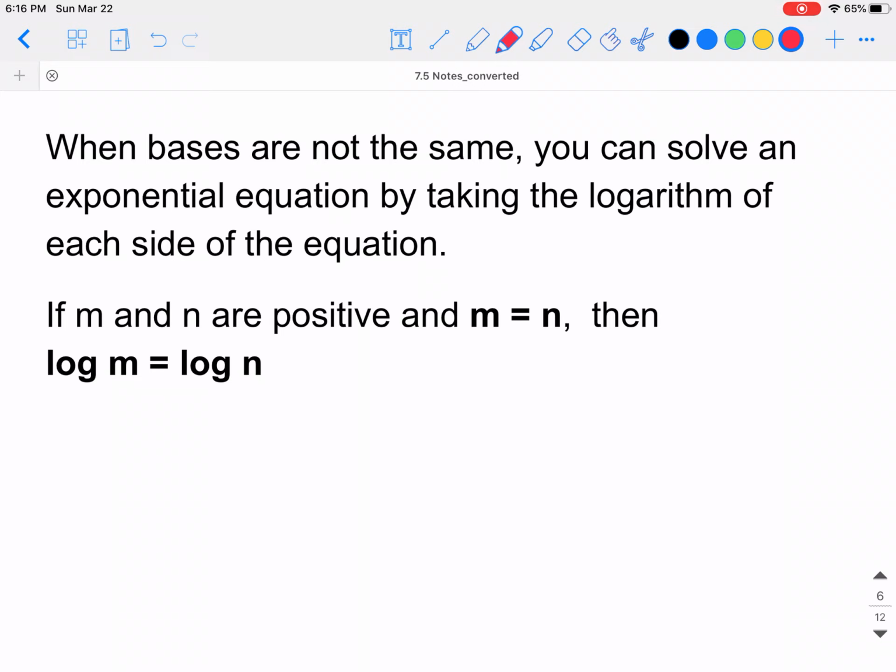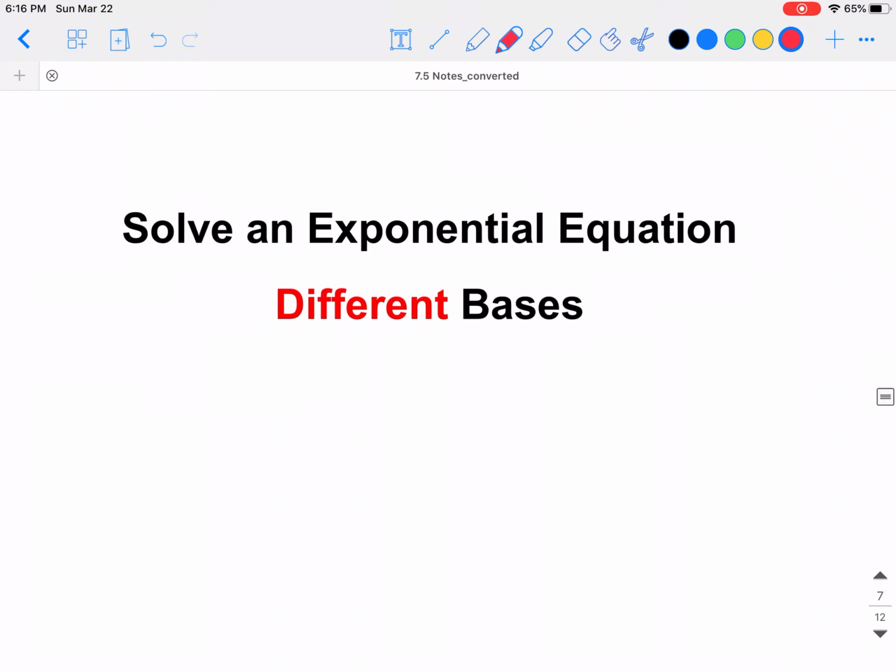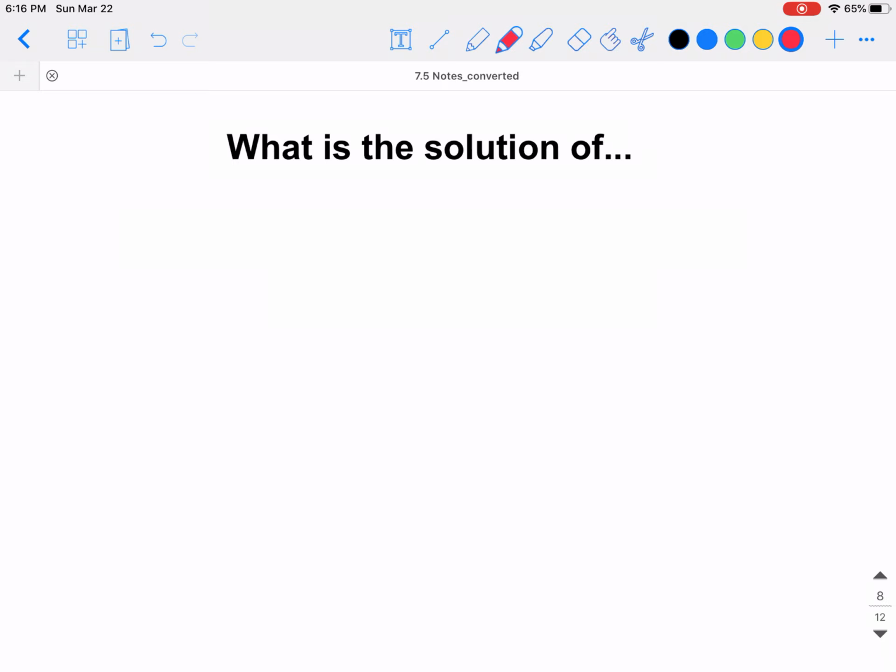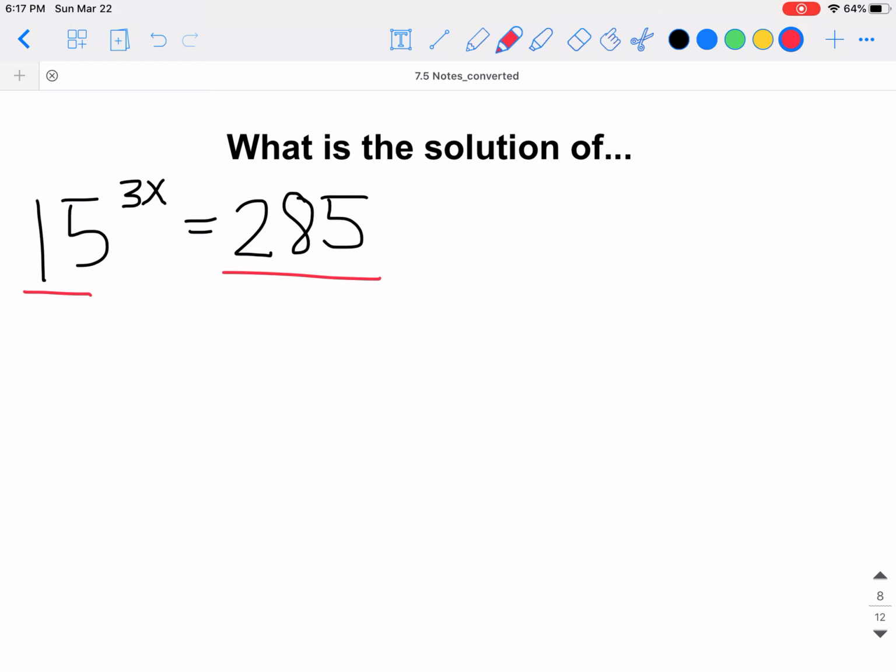So let's look at a few examples. Solving an exponential equation when we have different bases or when we're not able to get our bases to the same number. Our first example: what is the solution of 15 raised to the 3x power equals 285? So we're not able to simplify these bases to the same number.